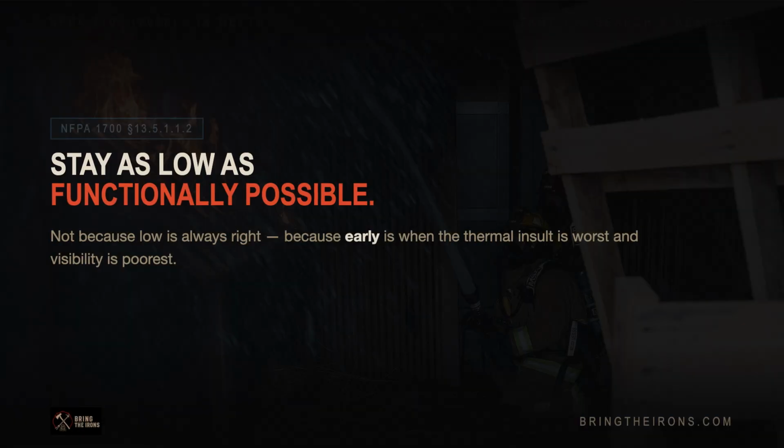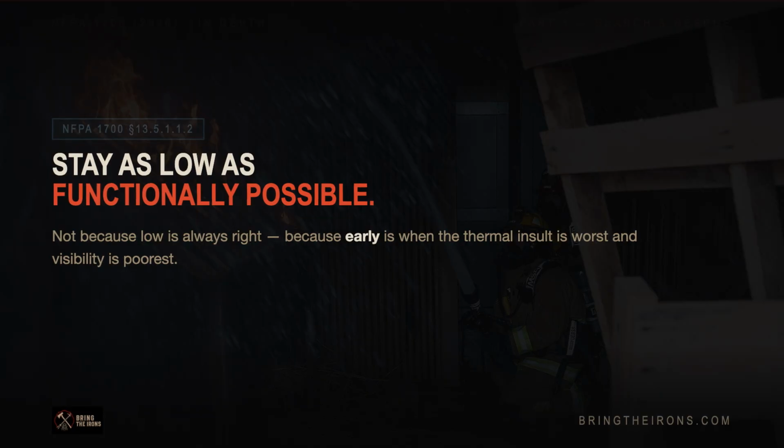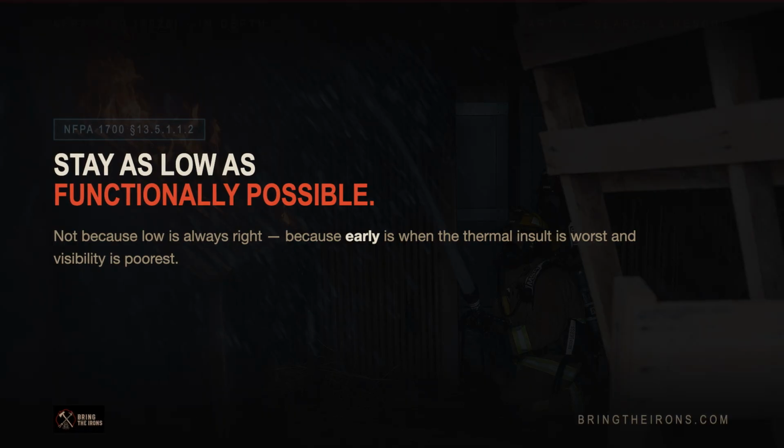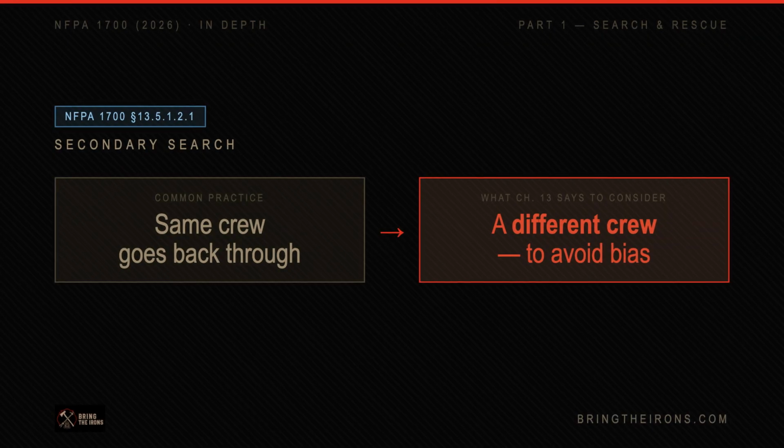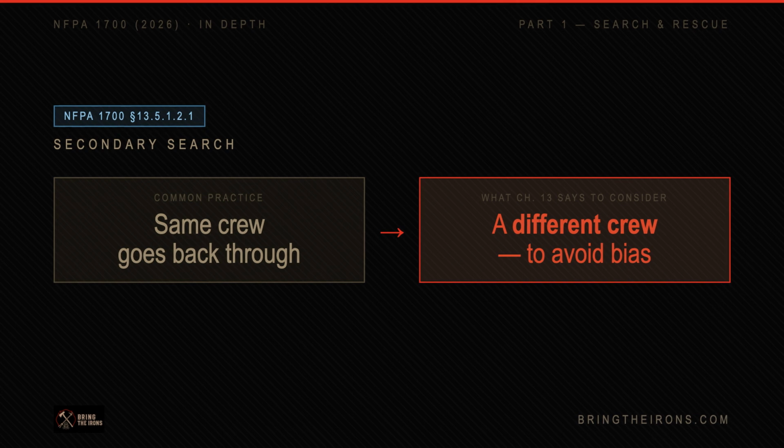And here's a detail worth carrying. Because primary search happens early, before conditions have been improved, the standard says searching firefighters should stay as low as functionally possible. Not because low is always right, because early is when the thermal insult is worst and the visibility is poorest. Secondary search. Slower, deeper, and typically after coordinated suppression and ventilation have improved visibility.